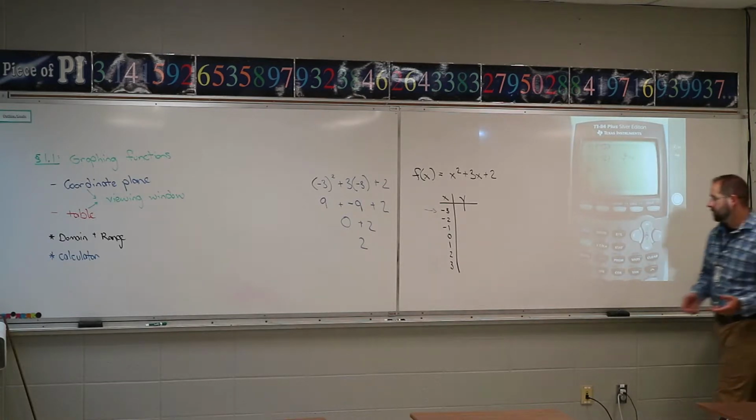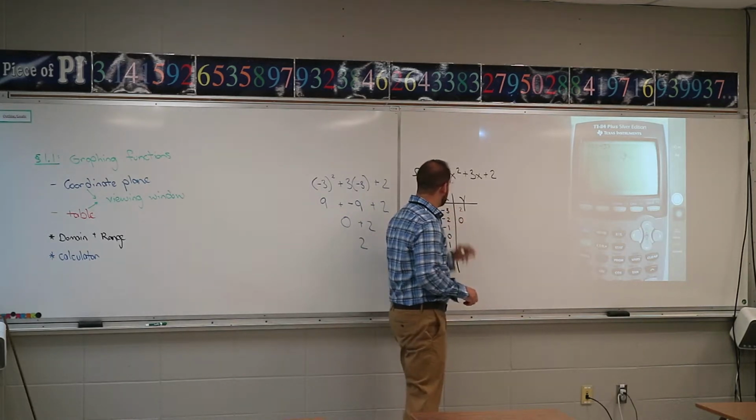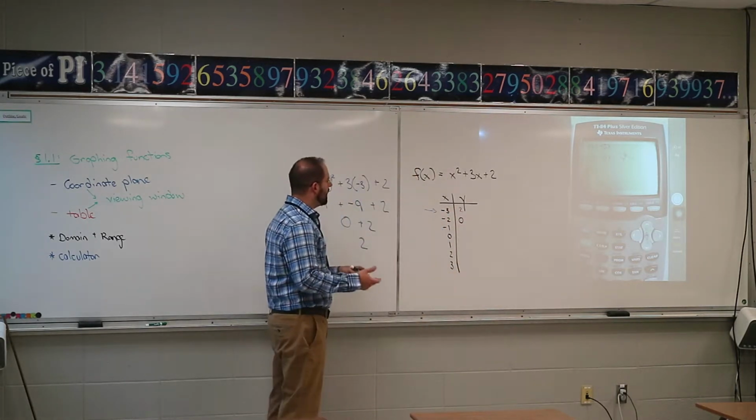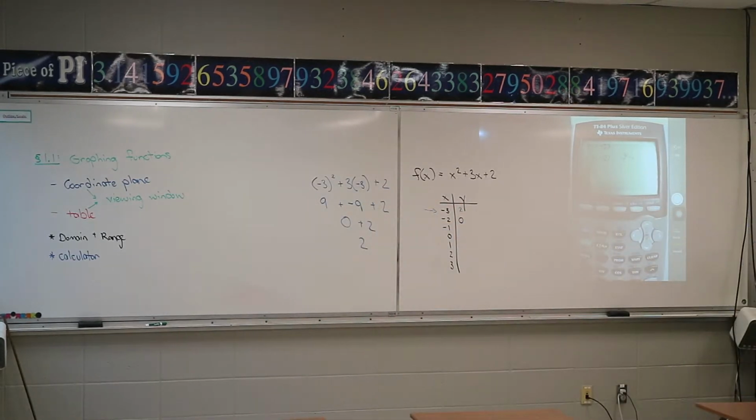So again, I'm just going to keep going here. So far the first one gave me a 2, the next one gave me a 0. We're going to keep going. We're going to type in -1 next. And we can just type these all in.